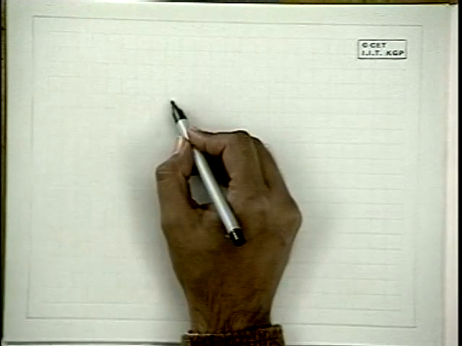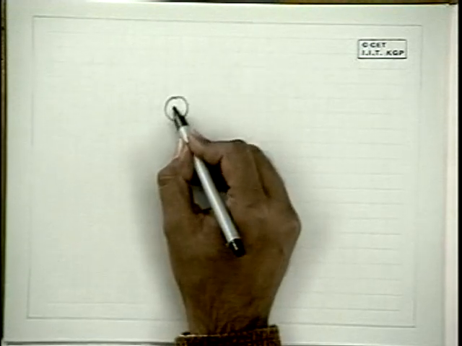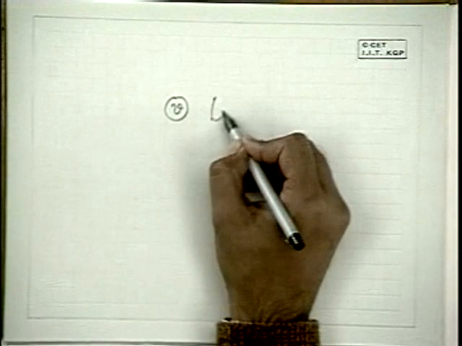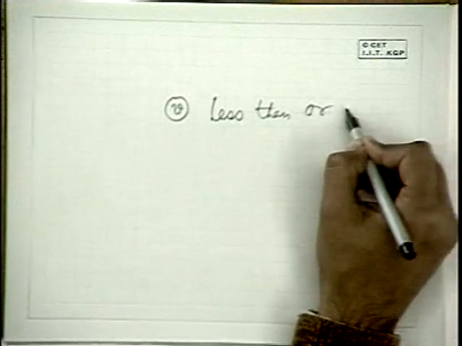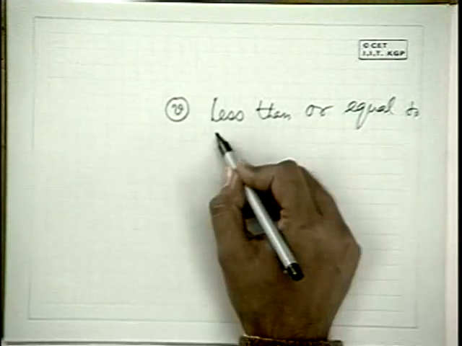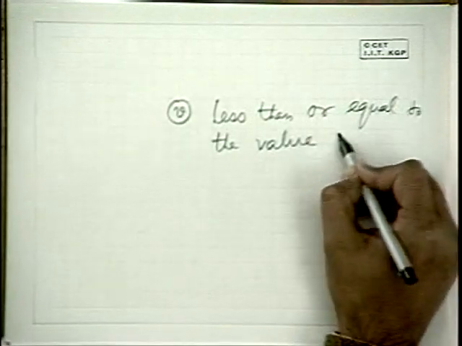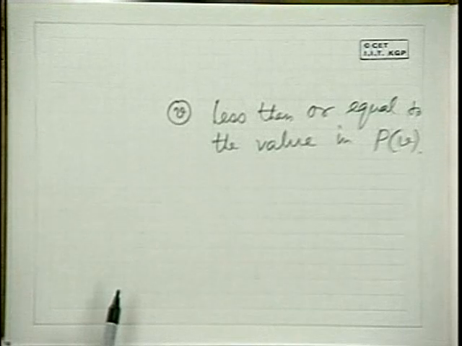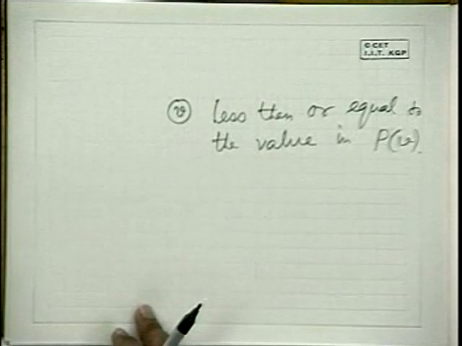Okay. Now let me tell you what are the conditions for the heap structure. For this one, each node, say node i, has a value v which is less than or equal to the value in the parent of v. This is the condition. Every node has a value which is less than or equal to the value in its parent.